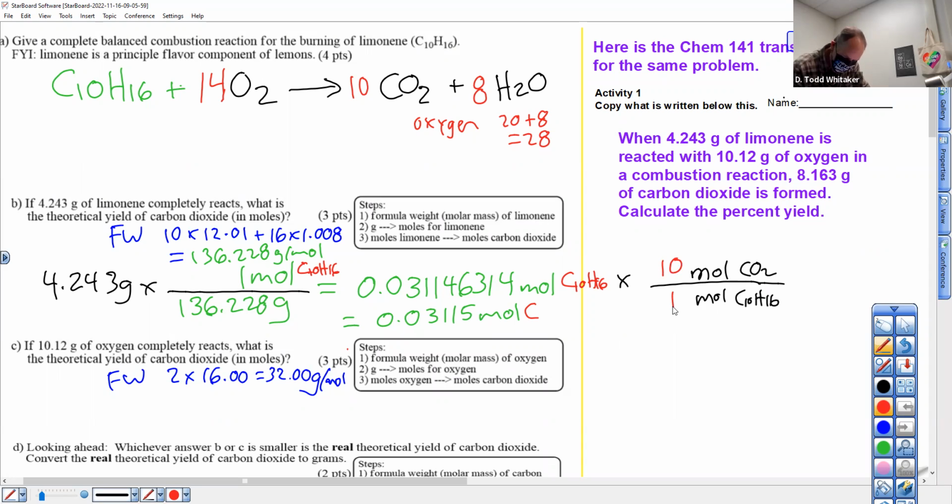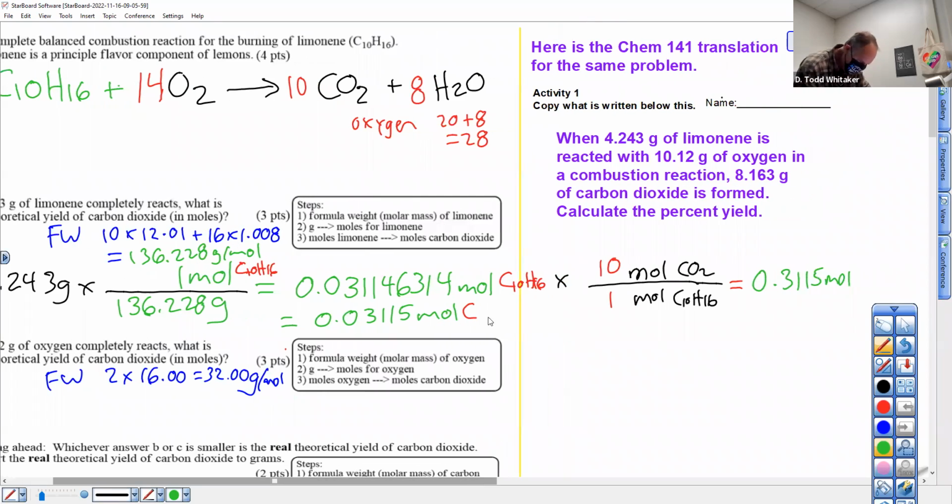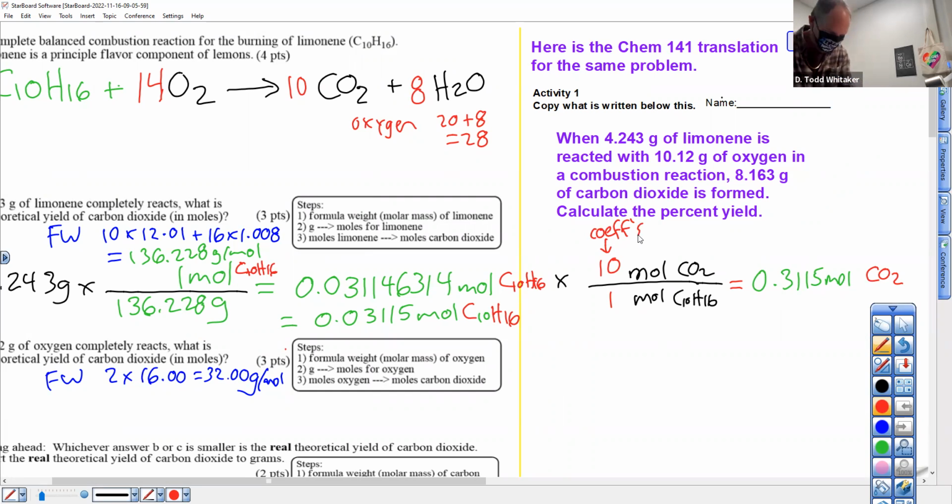So my final answer is 0.3115 after rounding. Mole CO2. This is mole C10H16. Why does it keep changing? Oh, those are Christmas colors. That's right. There we go. And this one's mole CO2. Here are your coefficients.